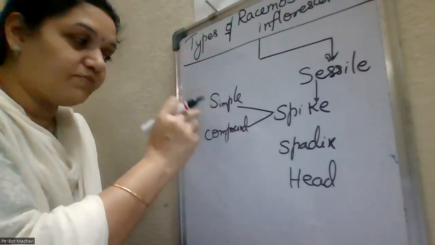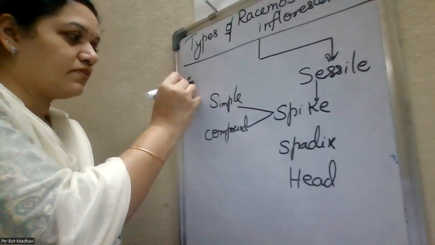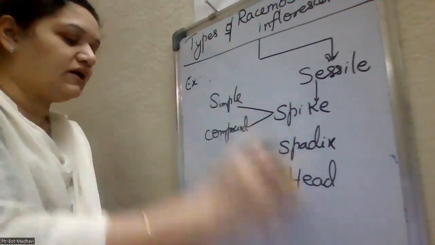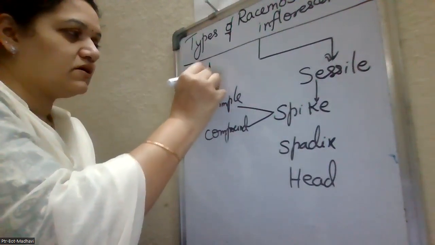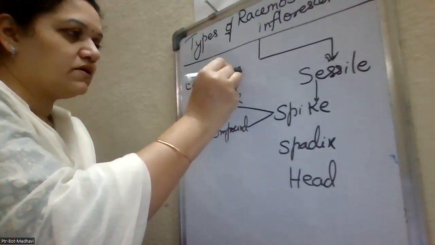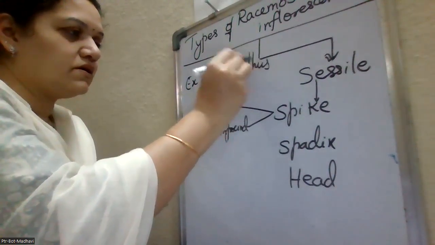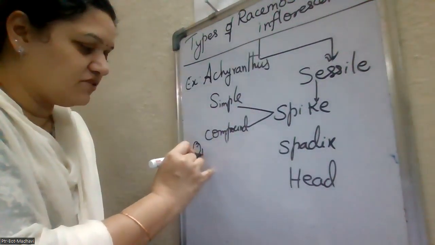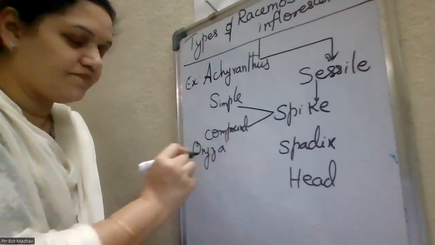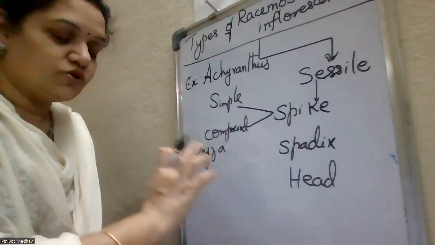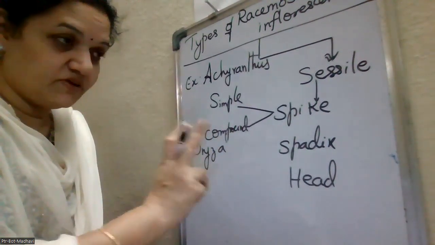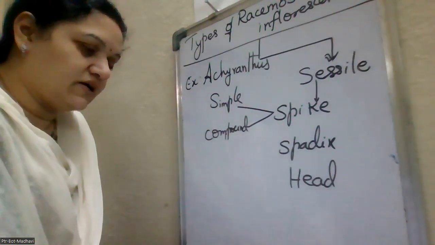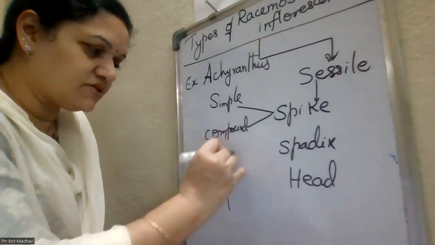Simple spike example: Crotalaria, Achyranthes. And compound spike example: Oryza sativa, rice. Okay, so here two examples for each and every type. And the Oryza, how the inflorescence looks.